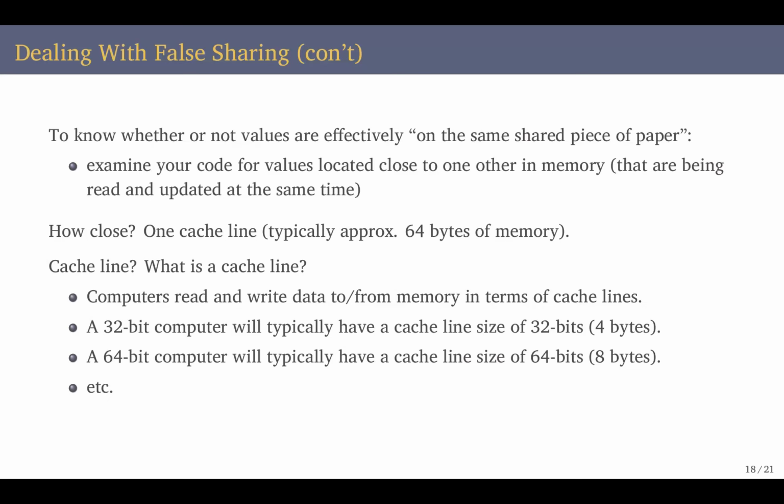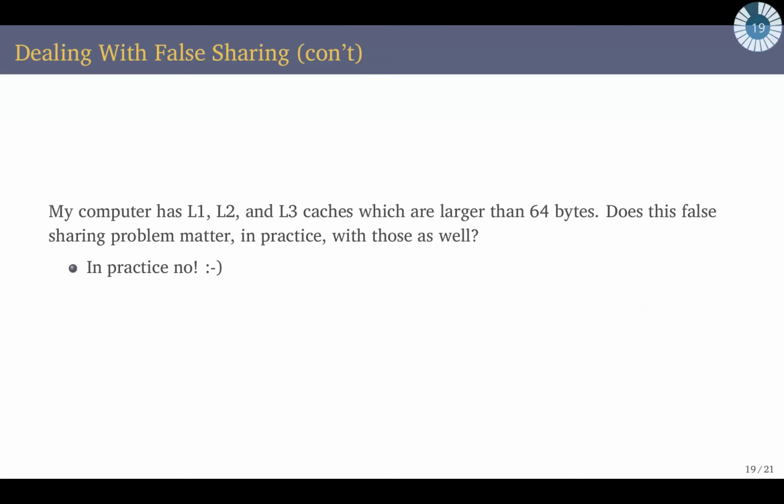But in general, if a computer is a 64-bit computer, it'll read and write these chunks 64 bits at a time, okay? It does not read and write a bit or a byte at a time. It reads and writes these little chunks at a time, and these chunks are called cache lines, okay? The smallest unit of whatever it will do. Now, if your computer has L1, L2, L3 caches, typically they do, they're larger than 64 bytes.